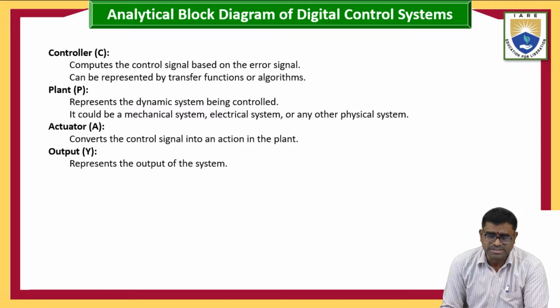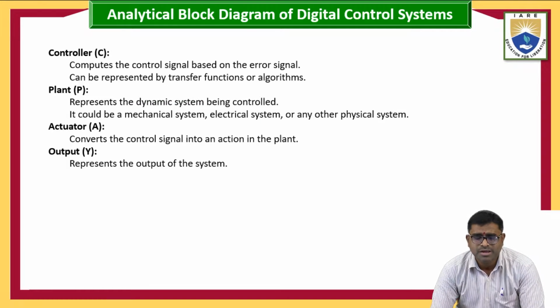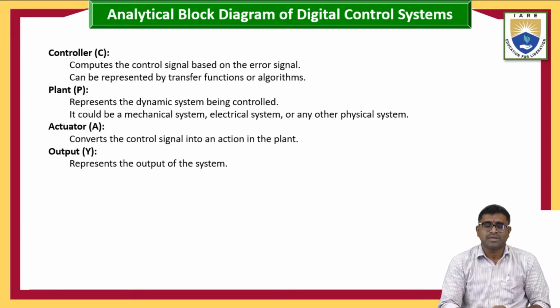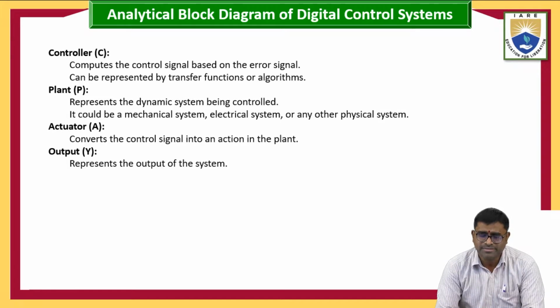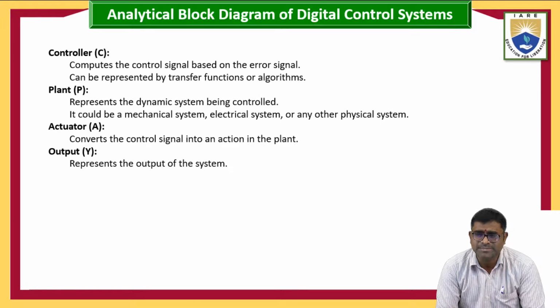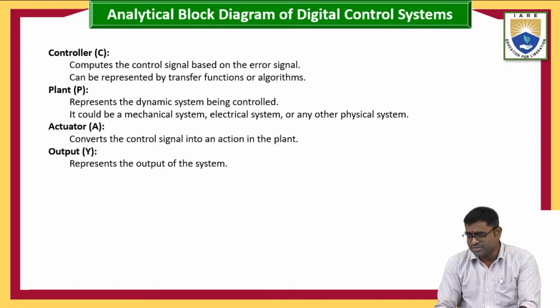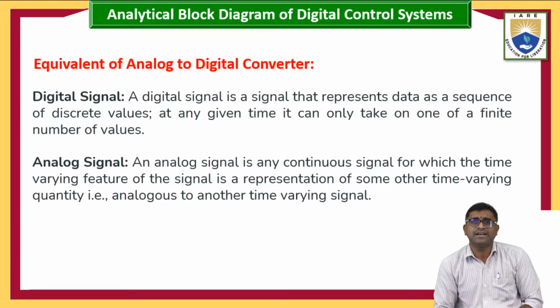Next, the controller. The controller controls the error signals, determining how much value is required for generating the output value. In a digital control system, the controller takes the algorithms. The plant can be represented with dynamic elements, that is any electrical or mechanical system elements. The actuator signal takes the action on the plant. And the last one is the output, where we get the desired output.